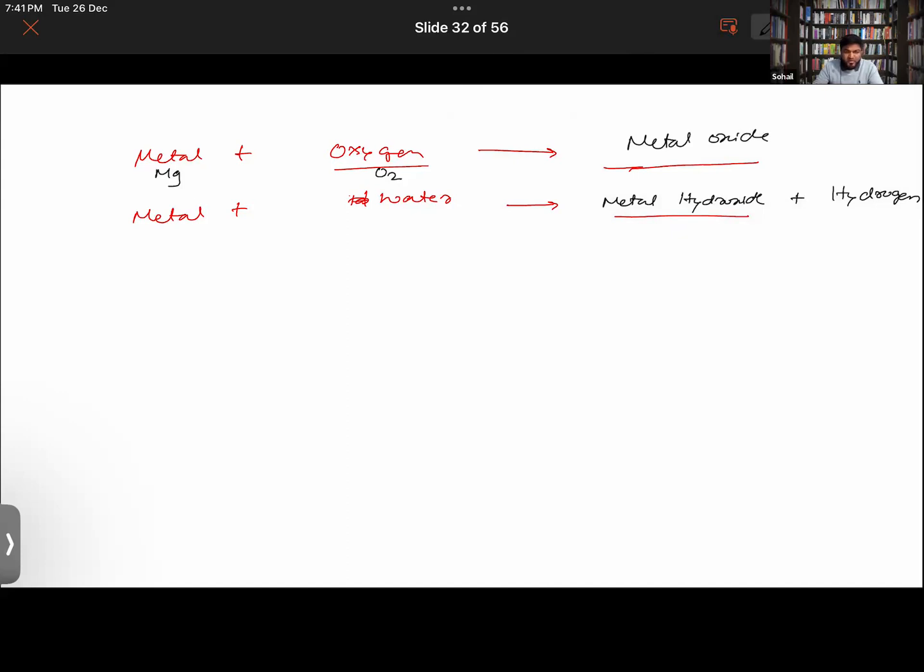Can you guys, both of you, quote an example of a metal that reacts explosively with water? Potassium. Explosion होता है. Potassium. Okay, one more example. Can you guys quote? That is sodium. All right.